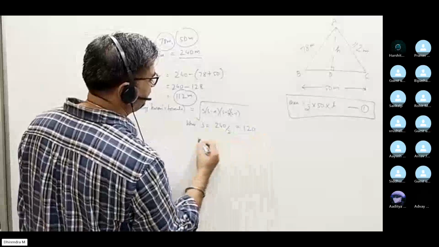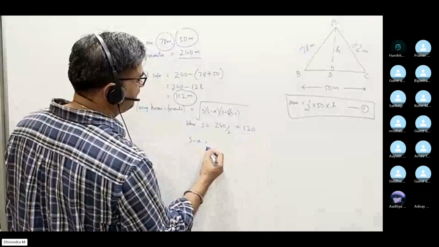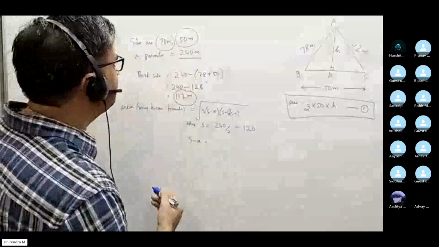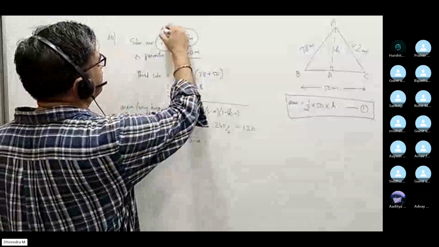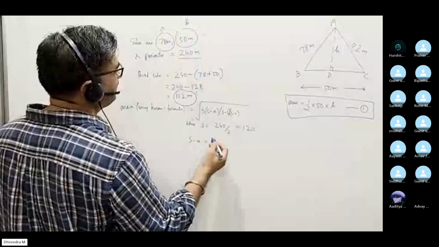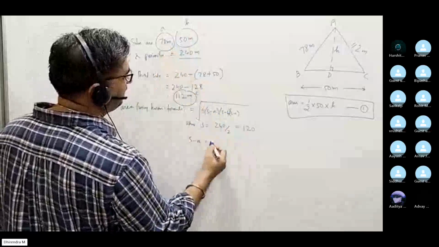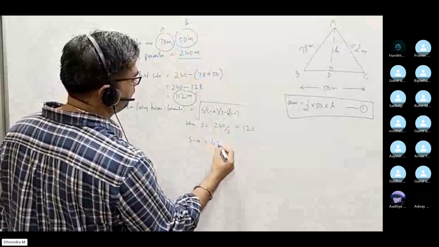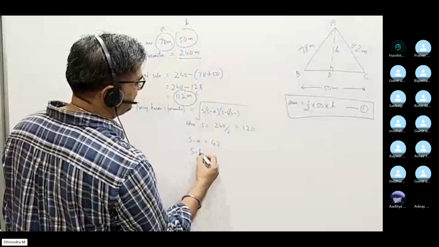S is not the perimeter, folks. It's a semi-perimeter. So this is 120. S minus A will become how much? Take any of these as A, B, and C. So S minus A, let's go in this order. Let's say this is A, this is B, and this is C. So what is A? S minus A will be 120 minus 78. So that will be 42.